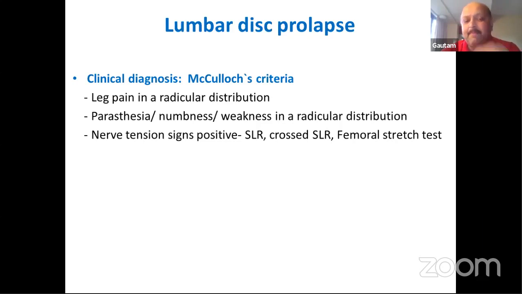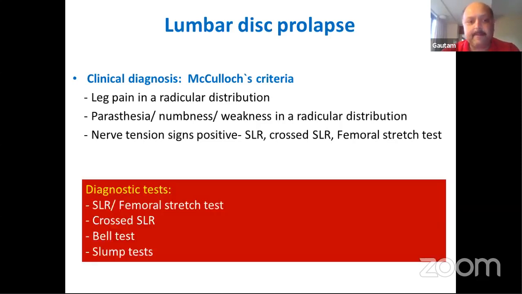There can be paresthesia, numbness, or weakness, again in a radicular distribution. Nerve tension signs such as SLR, crossed SLR or femoral stretch test may be positive. The diagnostic tests which are used typically are nerve tension and nerve compression signs. Nerve tension signs are SLR, femoral stretch test, crossed SLR, bowstring test, and slump tests. And the compression signs are obviously evidence of motor weakness, sensory loss, or loss of reflex.